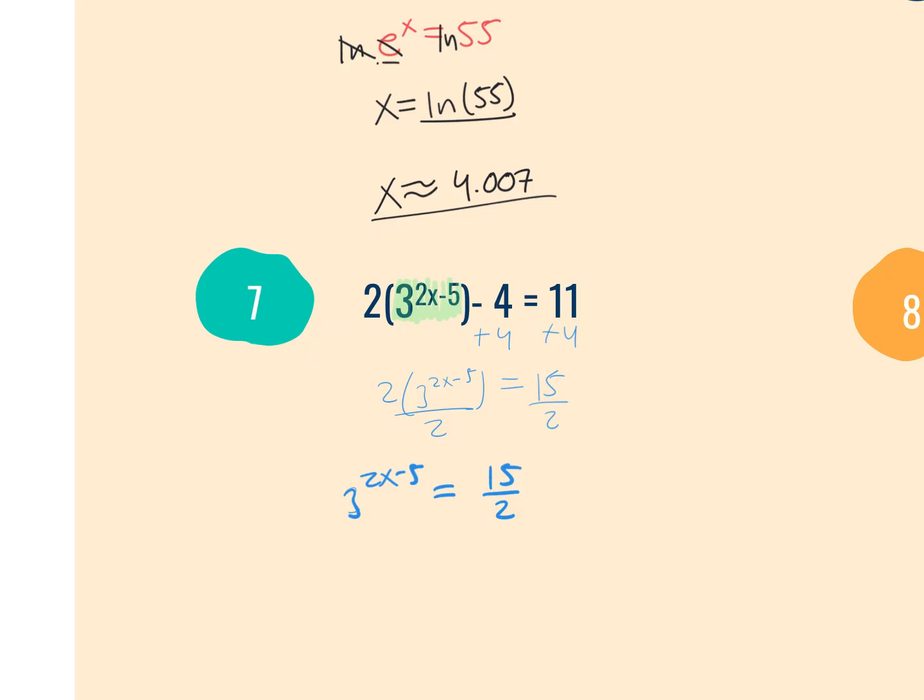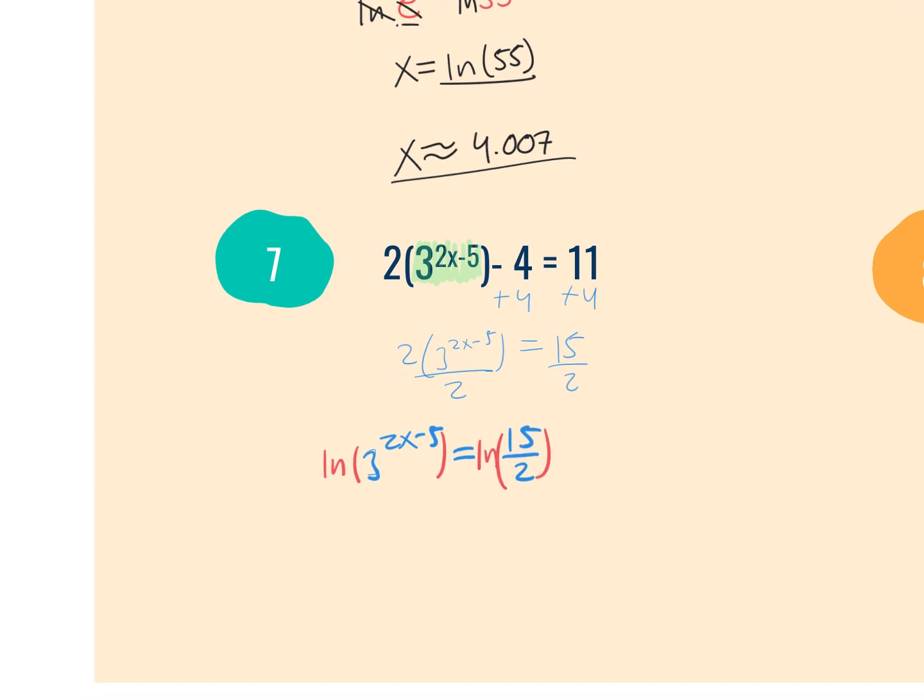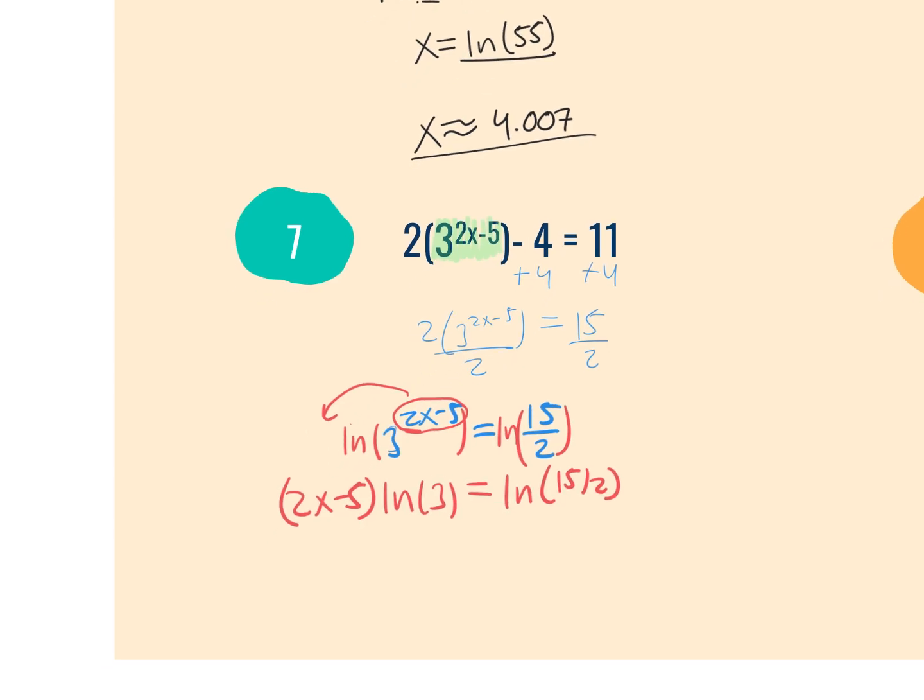And then what you could do is you could log or ln both sides, right? I'm doing kind of a different thing for each of them just to show you that they're all equivalent. What I'm going to do in this one is I'm going to ln both sides, right? Natural log both sides. And then what that does is it doesn't cancel out the 3 right away, so it's not like the ln and the 3 are going to cancel out. But what it does is you can take that exponent and move it out front. So this is going to be 2x minus 5 times ln of 3 equals ln of 15 over 2, all right? And then this just becomes a linear equation, right?